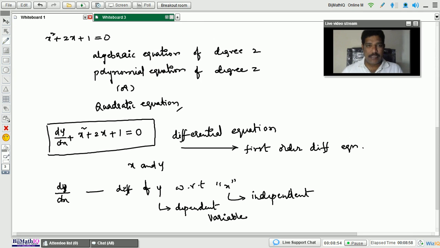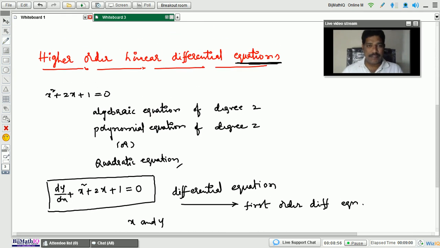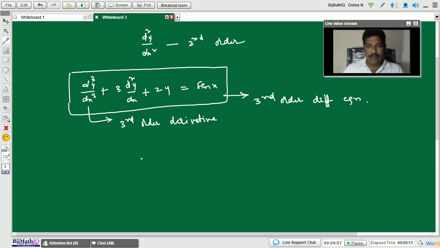Today's concept is higher order differential equations, higher order linear differential equations. The general form of the higher order linear differential equation is like this.